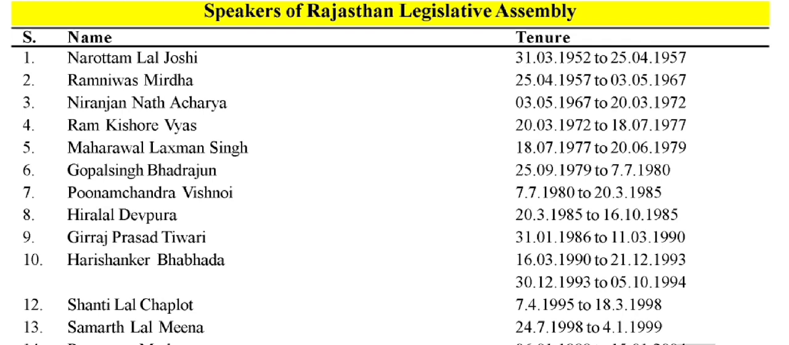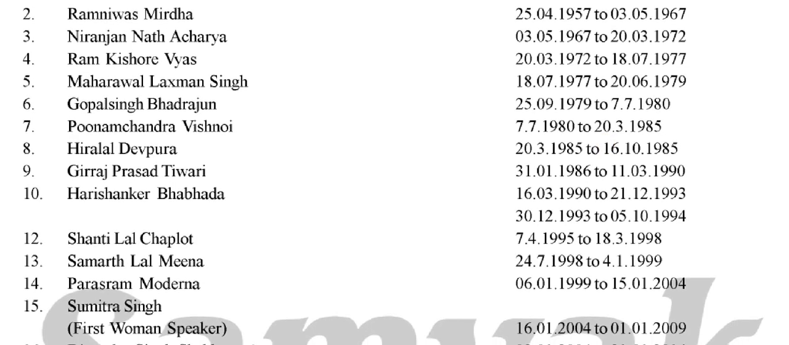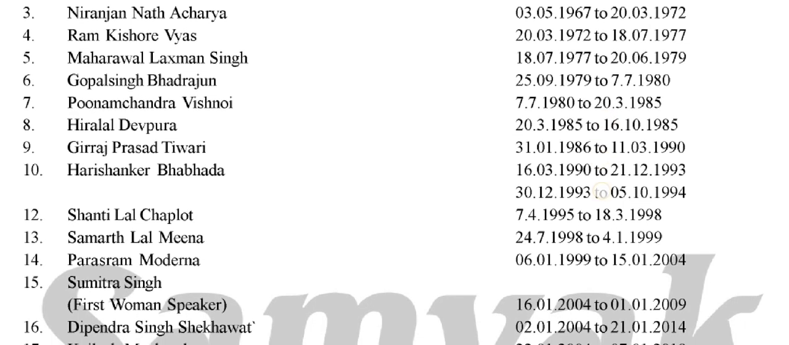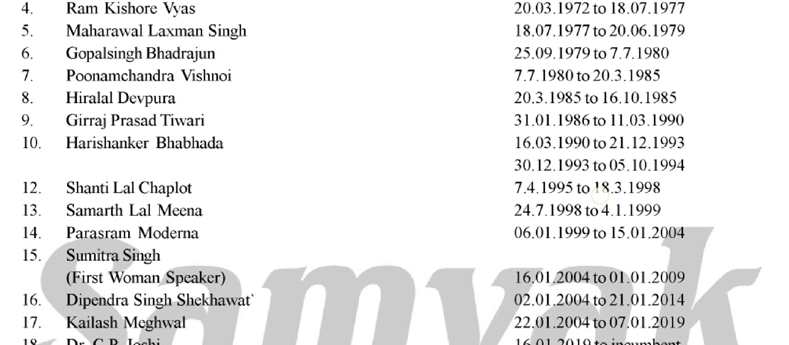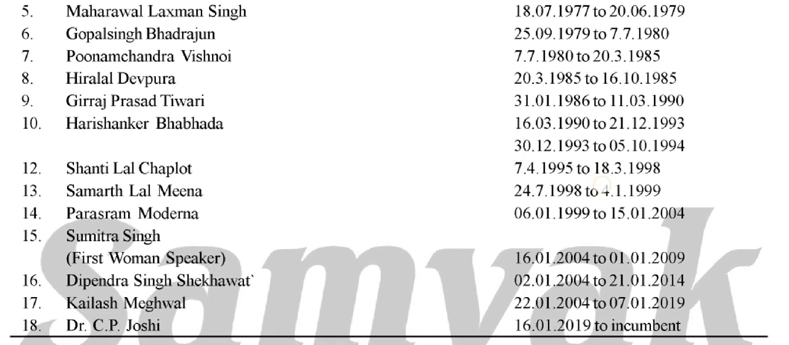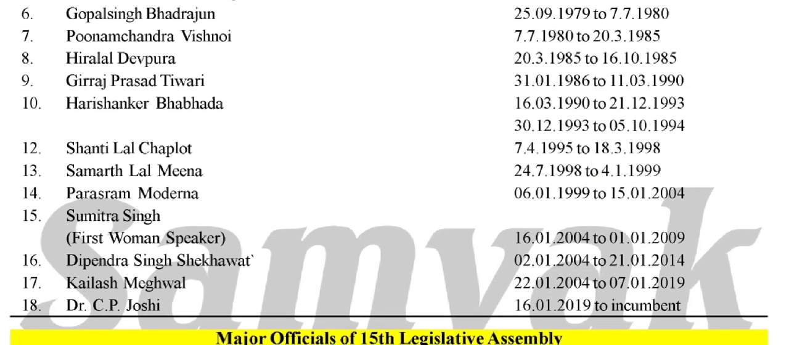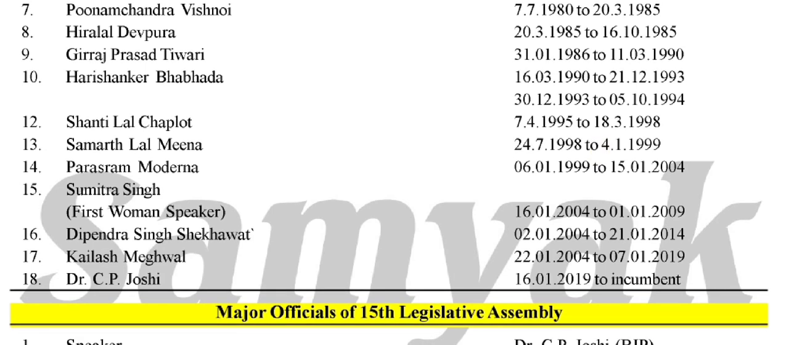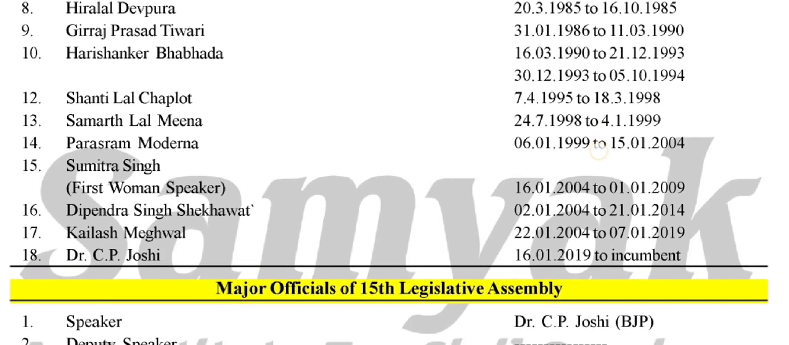Speakers of Rajasthan Legislative Assembly: Narottam Lal Joshi, 1952 to 1957. Ramnivas Mirdha, 1957 to 1967. Niranjan Nath Acharya, 1967 to 1972. Ram Kishore Vyas, 1972 to 1977. Maharaval Lakshman Singh, 1977 to 1979. Gopal Singh Bhatrajun, 1979 to 1980. Poonam Chandra Vishnoi, 1980 to 1985. Harilal Devpura, 1985.